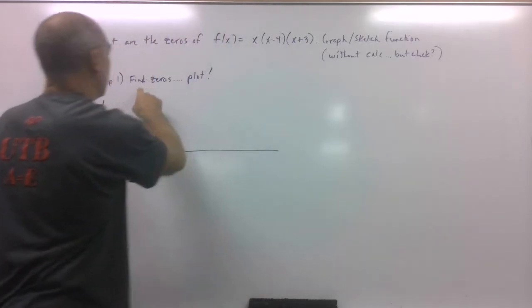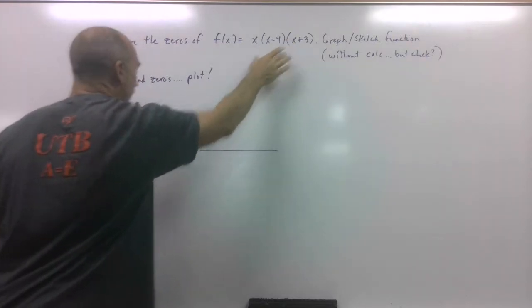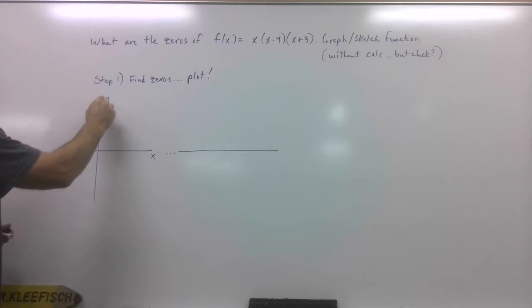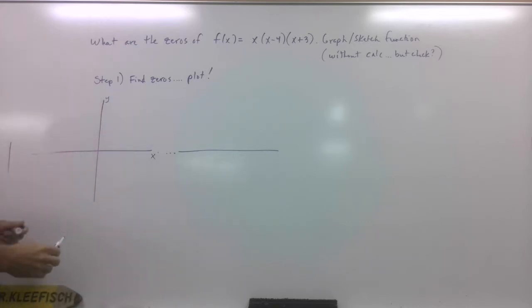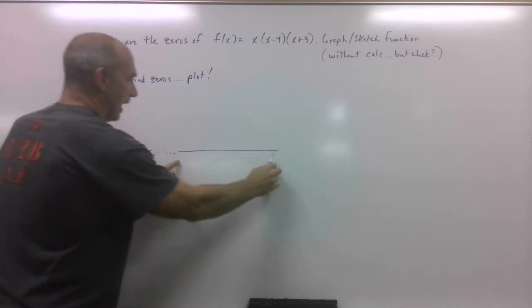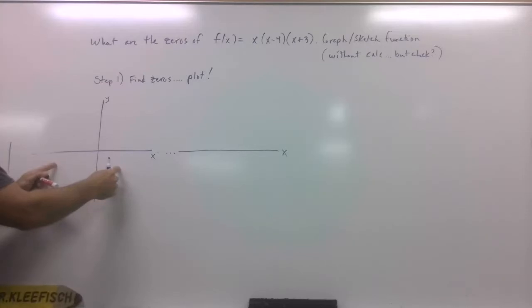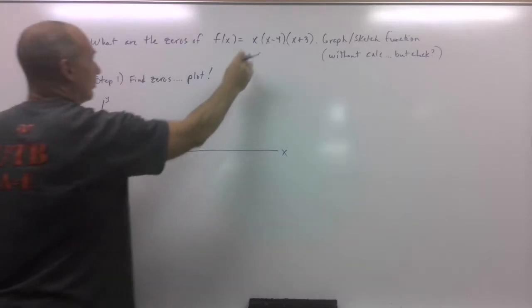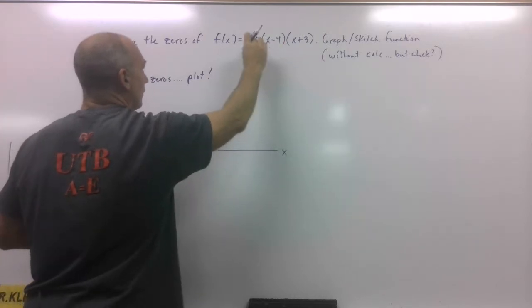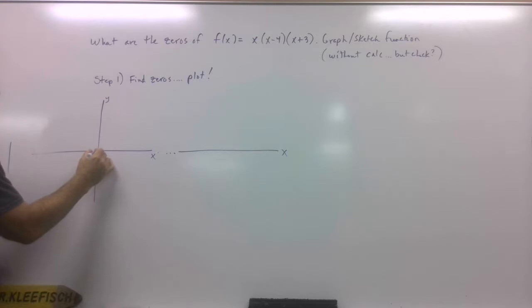So step 1, find the zeros, plot. Technically we have a graph. There's your typical XY axis, but you might want to get started by just thinking about your x-axis. You can use this to get started, it's up to you. But to find my zeros, I say, hey, what value can I put in there to make the whole thing 0? That'd be 0. So 0 is one of my zeros.